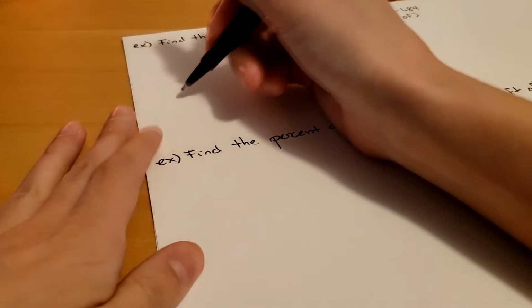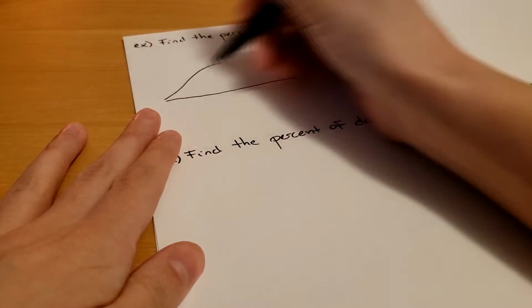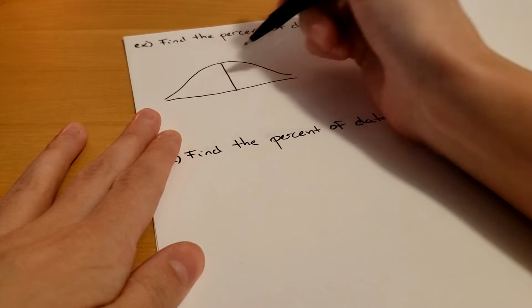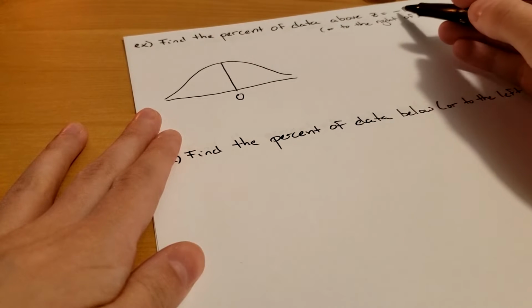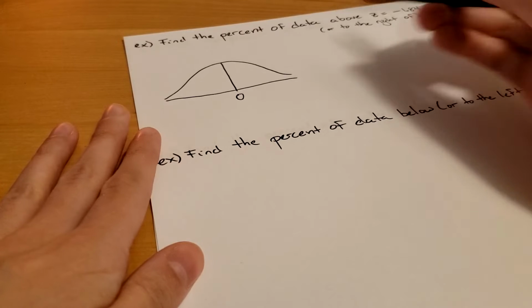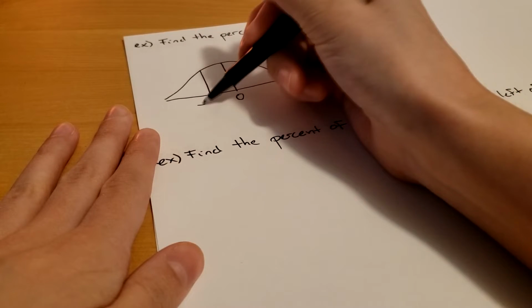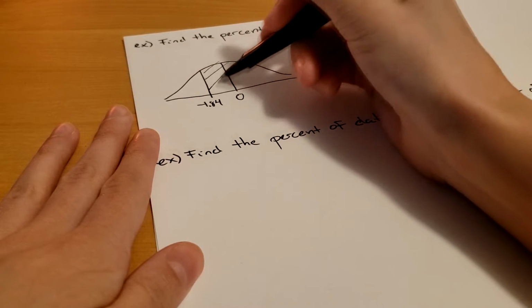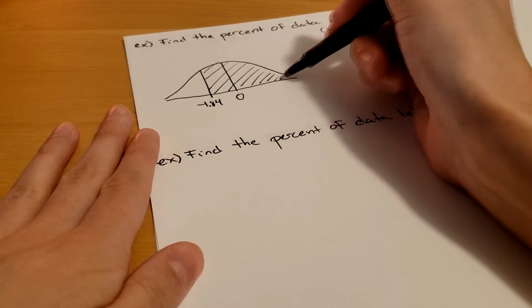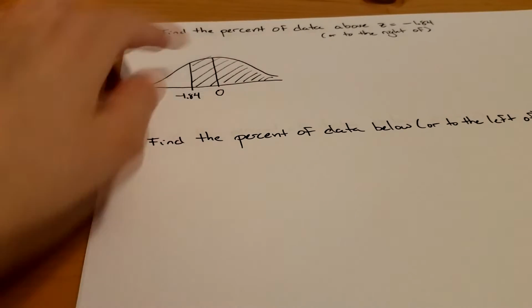Again, we're going to start by drawing a picture of the situation that they've given us. Our mean is in the middle. Negative 1.84 is going to be to the left of 0 then. And we're looking for everything above it, so that's everything to the right. So we want to find this area here.